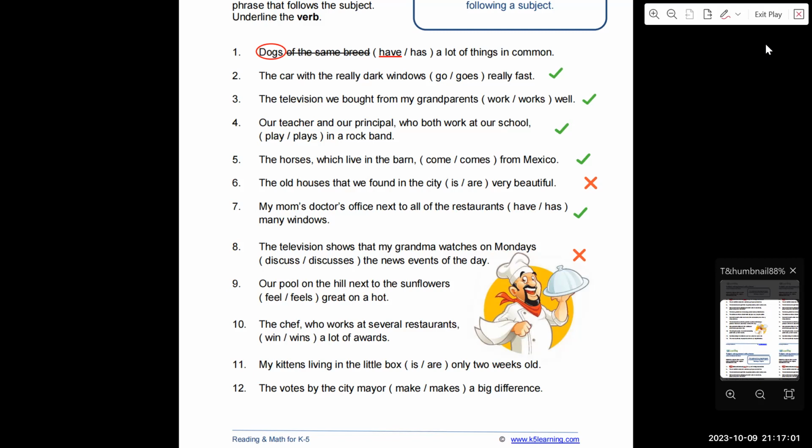Okay, number 9. Our pool on the hill next to the sunflowers feels great on the hut. Okay. So your answer is with S, right? Yeah. Because what is the subject for that? That's easy. What is the subject? Our pool. That's correct. Or pool. Okay, continue.